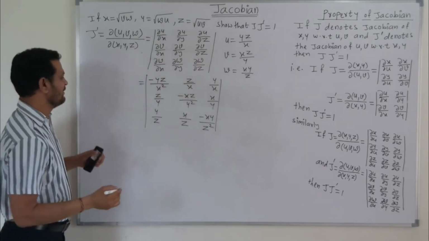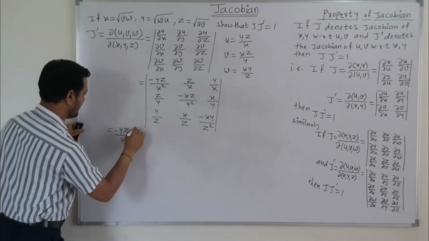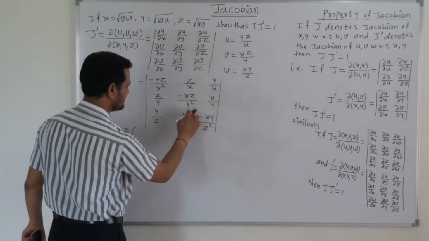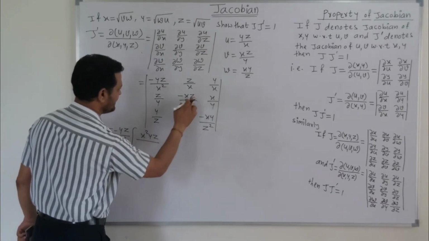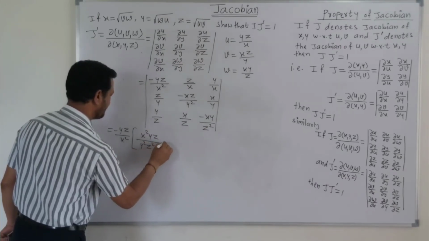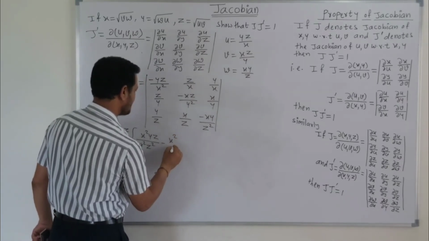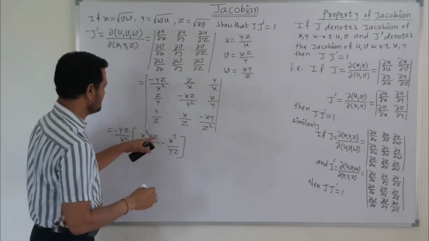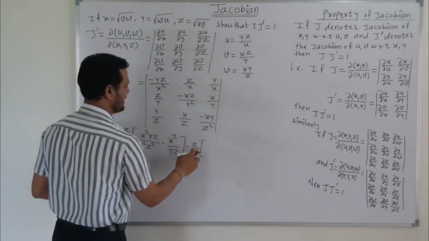If we try to evaluate this determinant, this is minus yz upon x square, then in bracket take the product of these two terms. Minus minus becomes plus, x into x is x square yz upon y square z square. Minus, take the product of these two terms: x into x is x square upon yz. Similarly we can write this as minus z upon x.